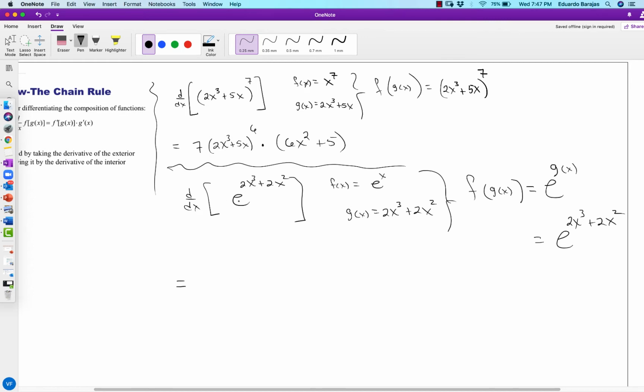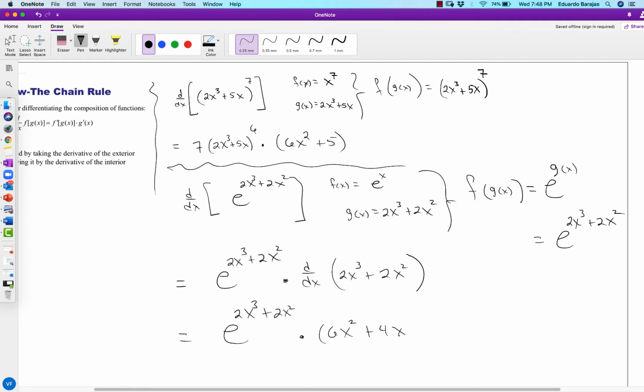Chain rule says take the derivative of the outside function, e to the x. Well, the derivative is e to the x. So we would just copy this, e to the 2x to the third power plus 2x squared, times the derivative of the g function, which is going to be times the derivative with respect to x of 2x to the third power plus 2x squared, which then becomes e to the 2x to the third power plus 2x squared times, and then this becomes 6x squared plus 4x, like that. Okay, so taking derivatives using the chain rule, not too bad.